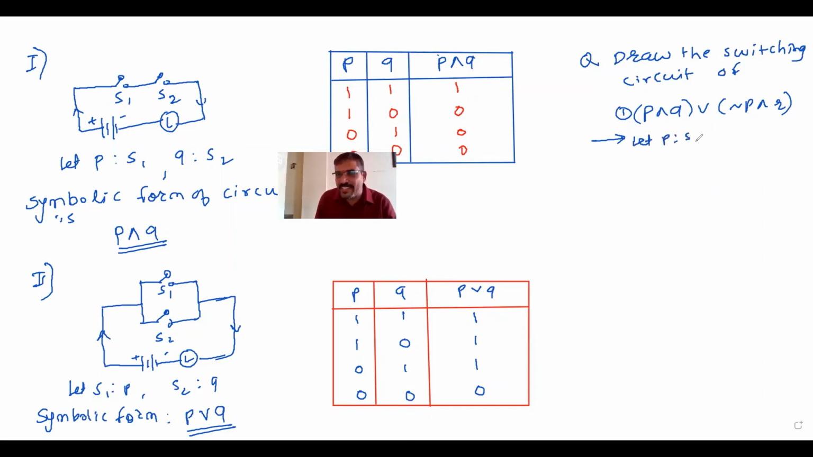Let P be denoted by S1 and Q denoted by S2, and R denoted by switch number 3. But we have one more term here, negation P, and automatically negation P is S1 dash, the notation for complementary switches. Now we can draw the circuit of this. Before drawing the circuit of the given expression, you have to observe that this expression contains 2 main parts, and these 2 main parts are connected by OR. It means that one part is up and the other part is down. First we have to make the upper part and then the lower part.